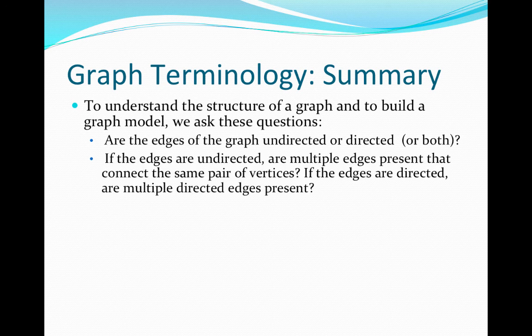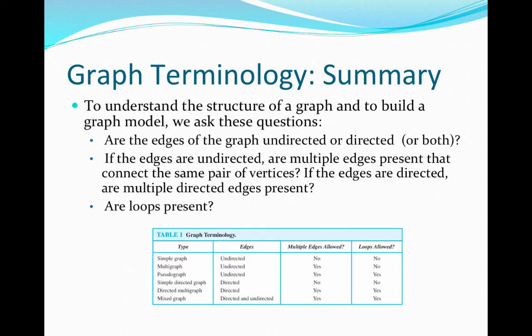Whether the edges are undirected or directed, will there be multiple edges present to connect the same pair of vertices? So are there multiple relationships happening that need to be identified through edges connecting those vertices? And are loops present? Is an individual related to itself in any way?